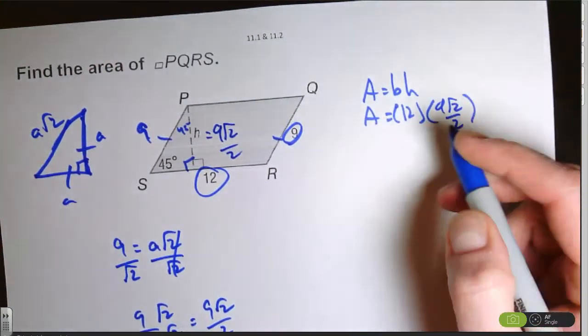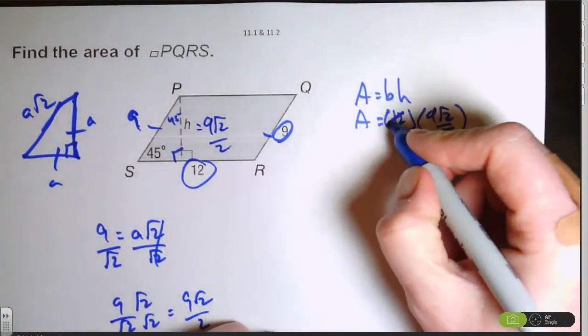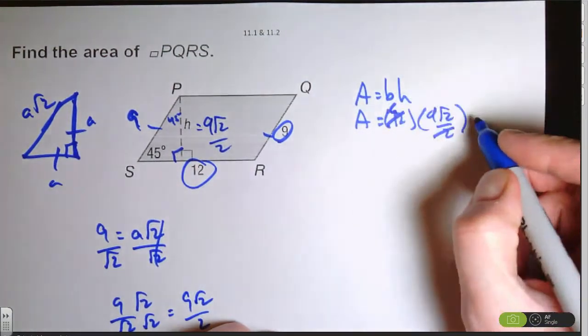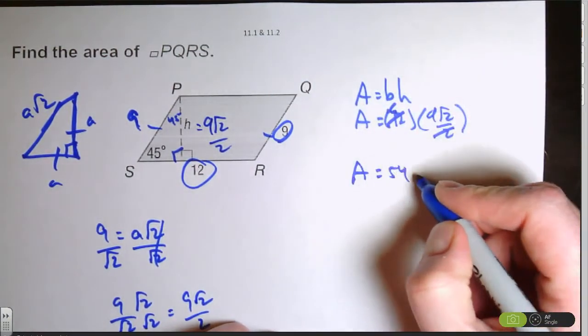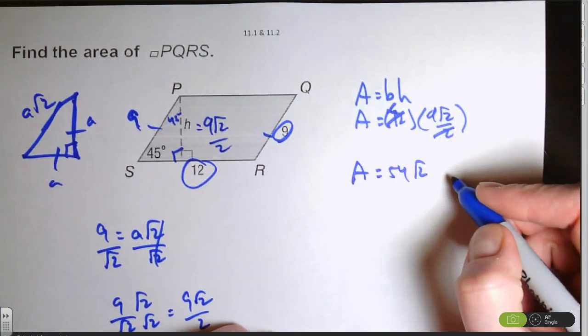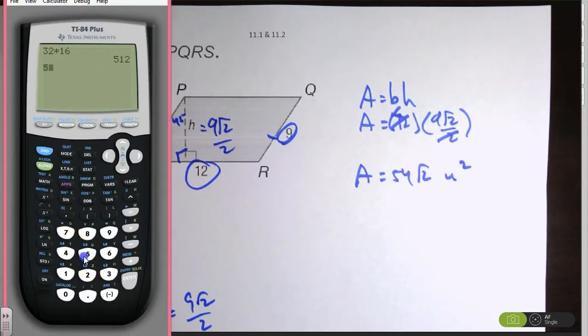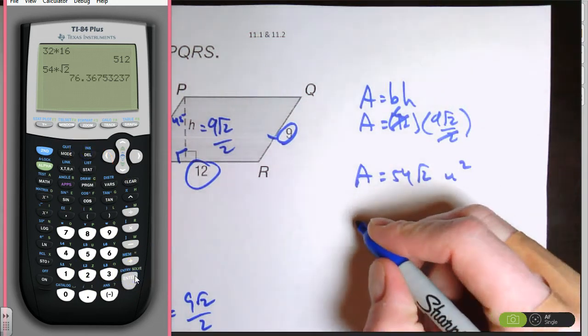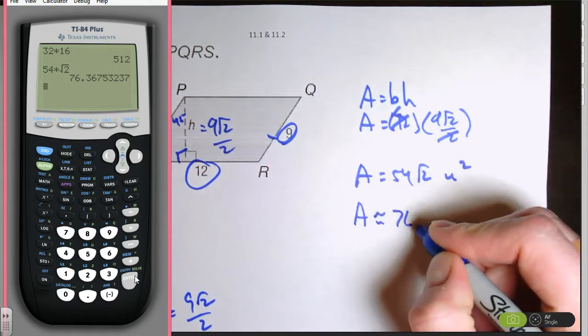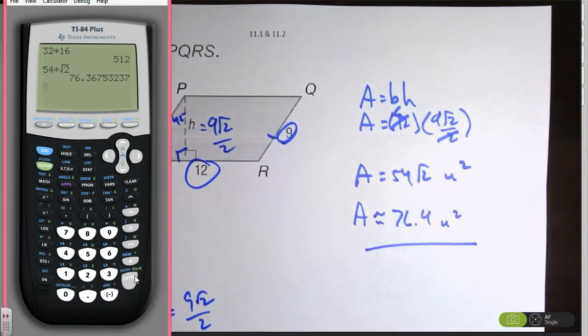Which actually kind of makes this nice because the 2 and the 12 cancel to be 6 and 1. So 6 times 9 root 2 gives us 54 root 2. Are there units here? Nope. So units squared. If you don't like that as an answer, because you like a decimal answer, now you just get your calculator out. 54 times the square root of 2. Oops, I don't need that extra button there, do I? And it's 76.4, to the nearest tenth.